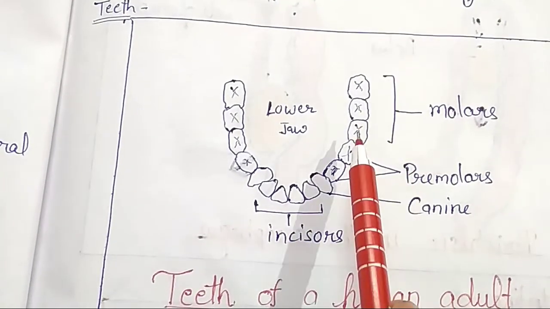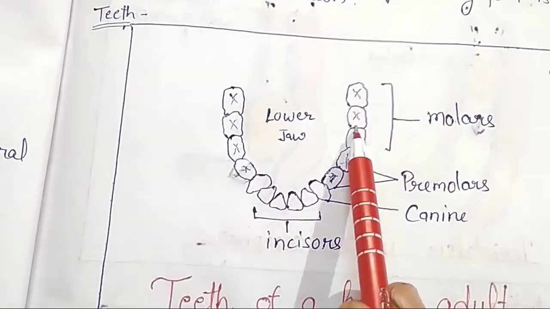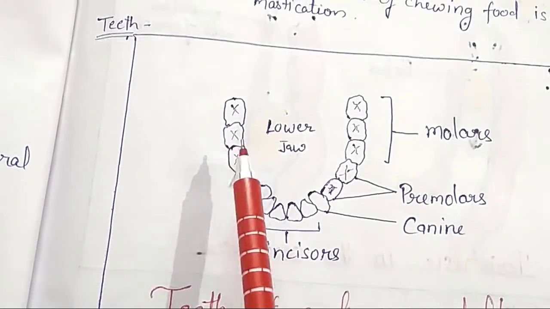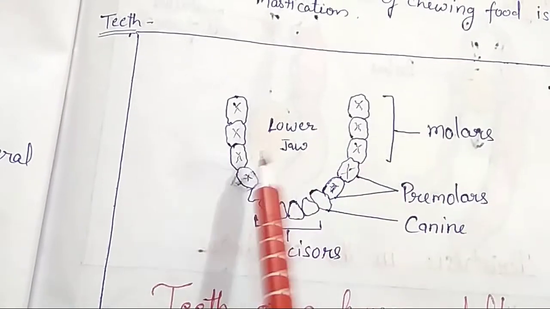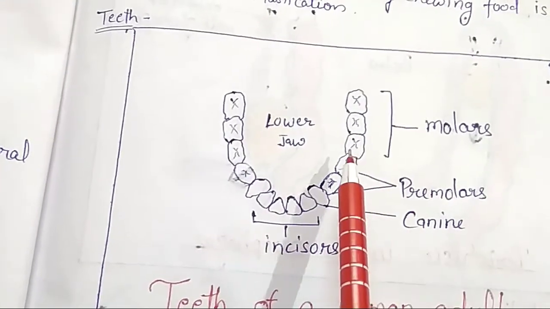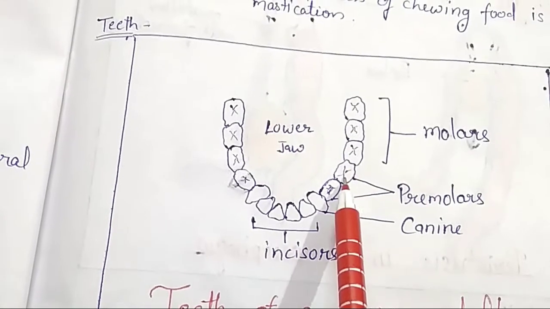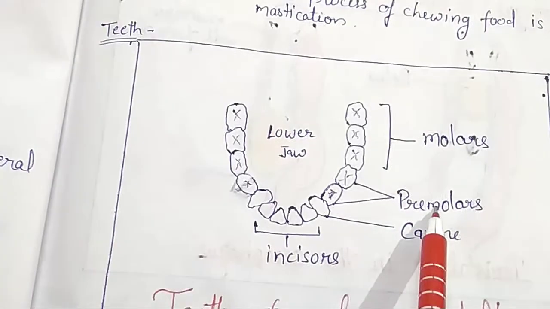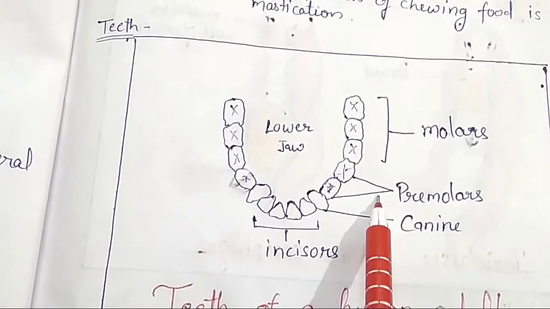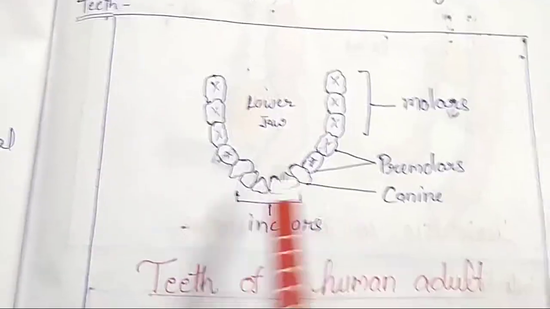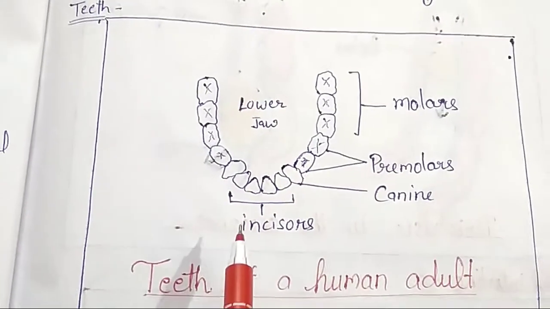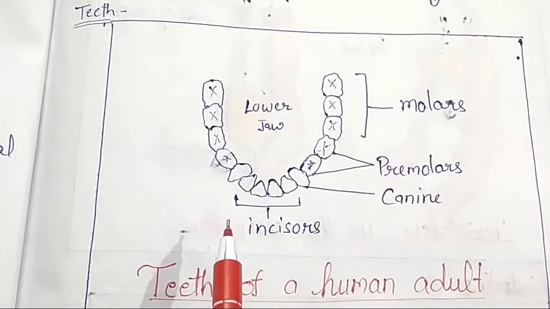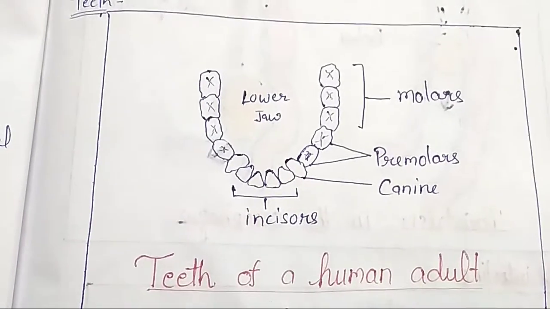After the premolars, you can see there are 3 molars on each side, left and right. So there are 6 molars. They are also flattened, but they are larger than premolars and they are also used to grind the food. Premolars and molars both are used to grind the food. So teeth play an important role in breaking food down into smaller pieces.